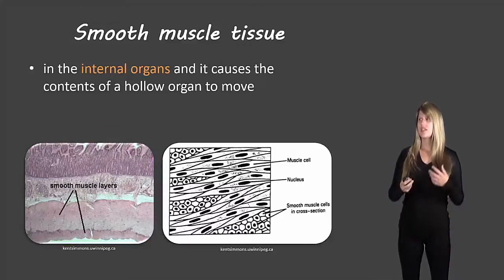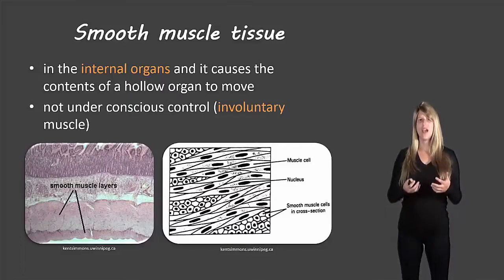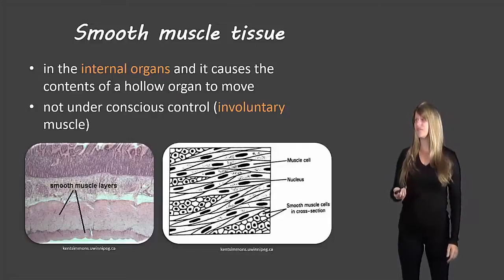Smooth muscle is in the internal organs, and it causes the contents of hollow organs like the stomach or the intestines to move things through it. It's not under conscious control, so we call it involuntary muscle, and that means we don't have to think about it to make our stomach muscles churn our food. The stomach muscles will just churn on their own. We don't have to make that happen.